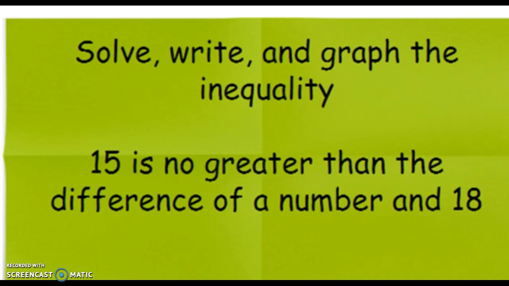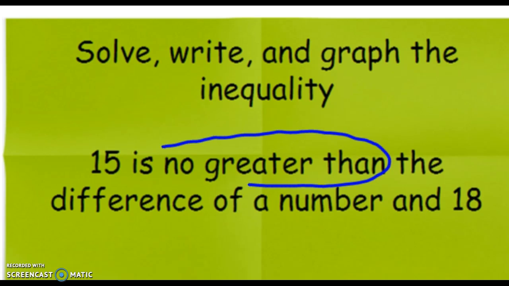All right, so here we need to solve, write, and graph an inequality. So it says 15 is no greater than the difference of a number and 18. So no greater than tells us that we need a less than or equal to sign. So when I'm rewriting this, I want to have 15 first, then my sign, and then the difference of a number. So I'm going to use x for a number, and 18, and then difference means subtract. So that is what my inequality is going to look like.